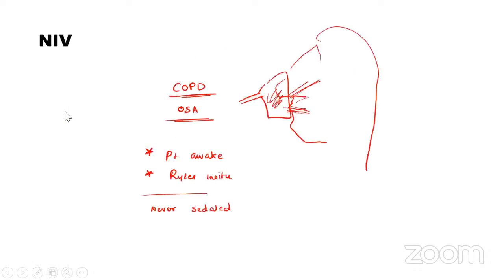Okay. I hope that is clear. So with the NIV, I think we should think of stopping ventilation. Okay.